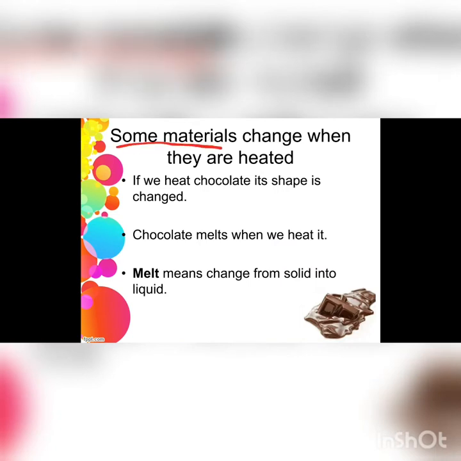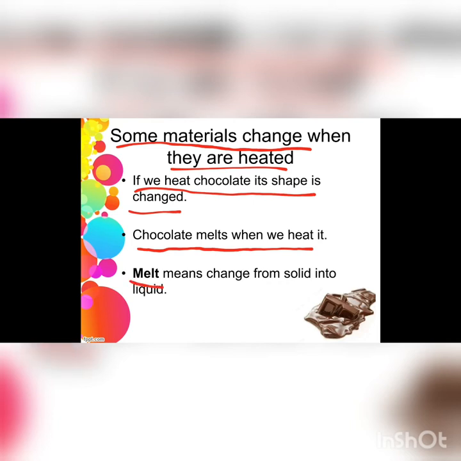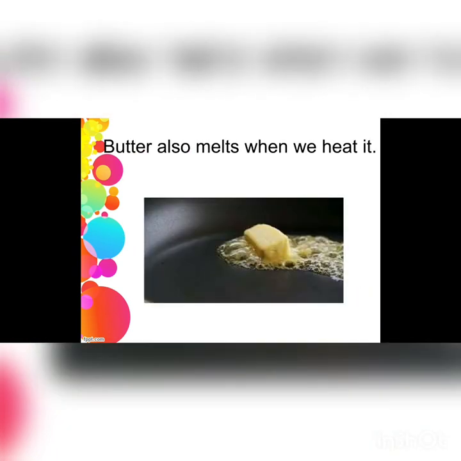Some materials change when they are heated. Like if we heat chocolate, its shape is changed. Chocolate melts when we heat it. What is the meaning of melt? Melt means change from solid into liquid. As you can see in this picture, chocolate is melting. It is turning into liquid. Butter also melts when we heat it.